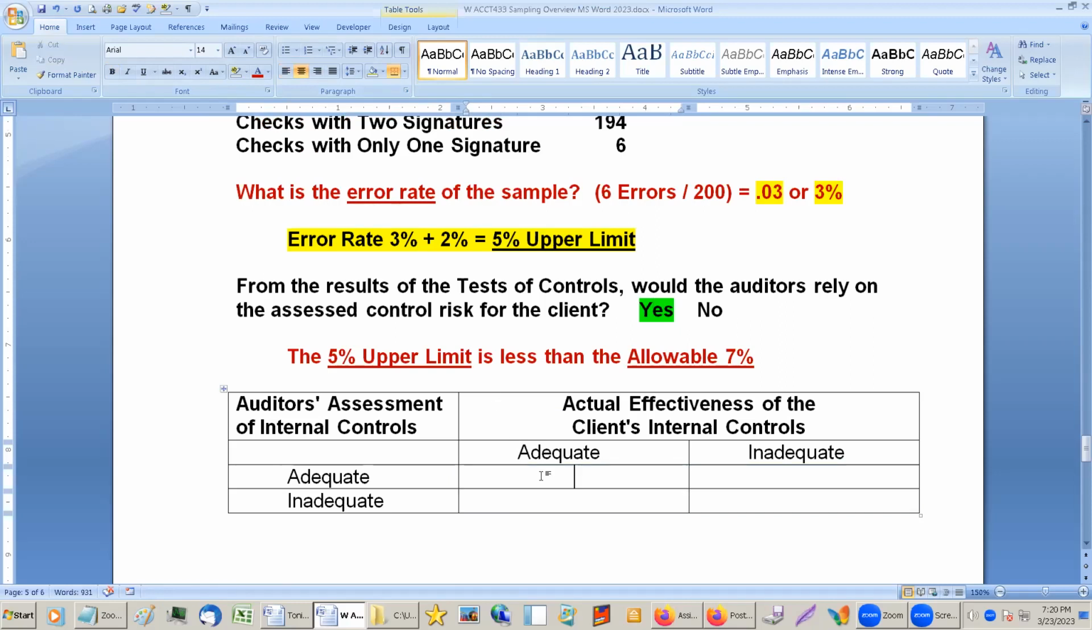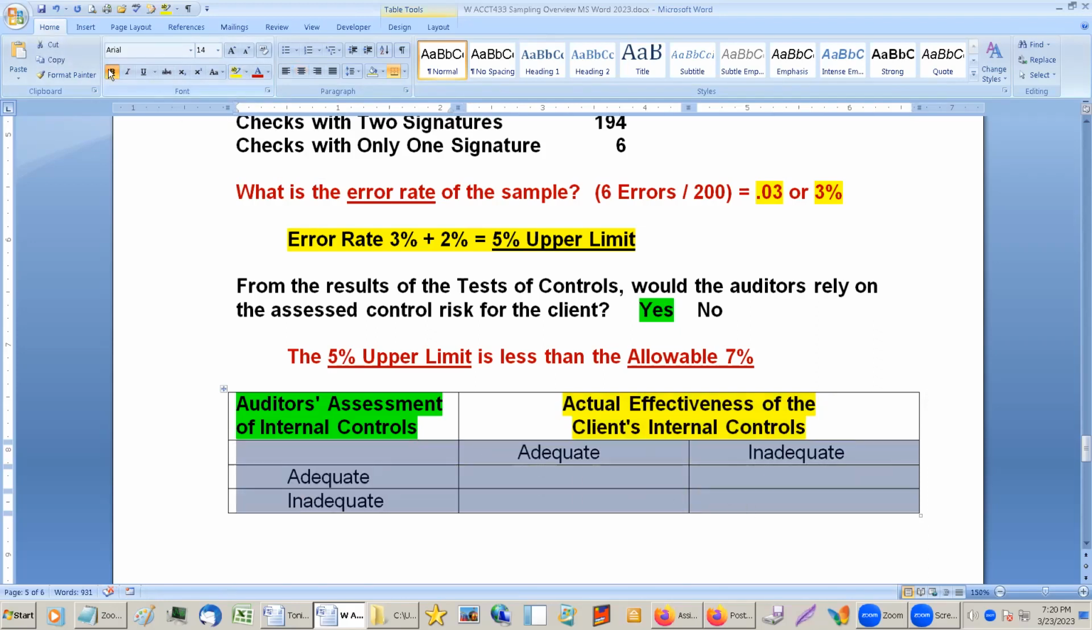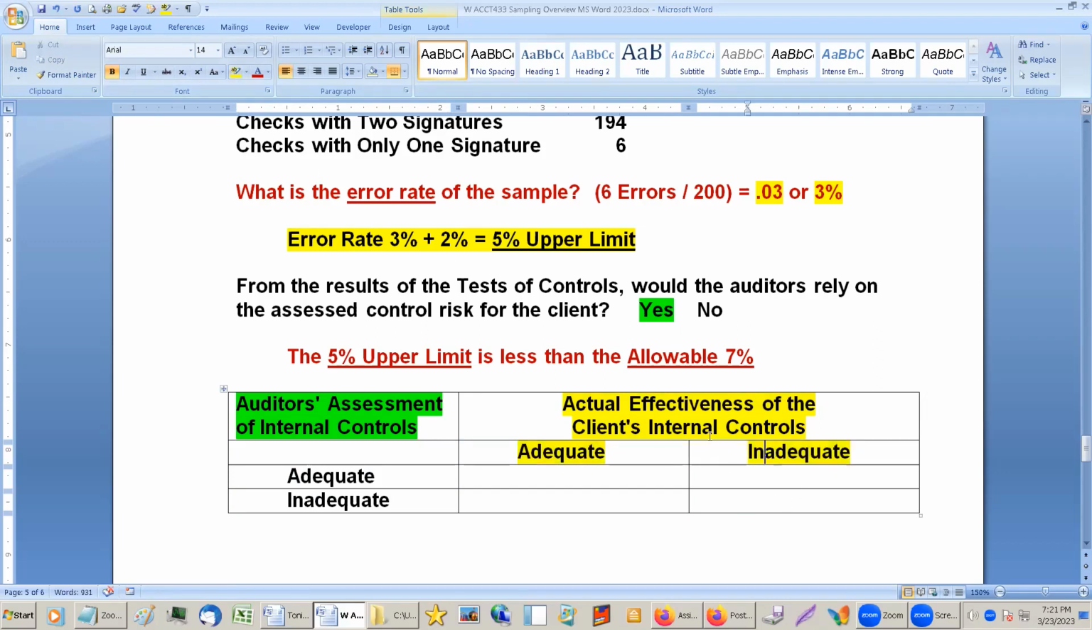Now, what we're going to do is compare the auditor's assessment of internal controls down here with the actual control. So, there is an actual amount of whether the controls are okay or not. And the true amount, whether they're adequate or inadequate, will not be known completely from doing a sample. But the actual effectiveness of the internal controls, we're going to see if they're adequate or inadequate. If we come up with the same thing over here, what would this look like?